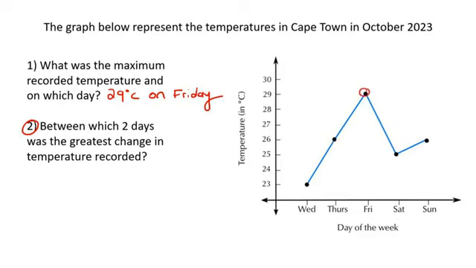On Friday, it was 29. And on Saturday, it was 25. Ooh, so now it went down by 4. So it changes by 4. So that's going to be the answer. Between Friday and Saturday, that was where the largest change in temperature. Because from here to here, it only changes by 3. From here to here, it only changes by 3. And from here to here, it changes by 4. From Saturday to Sunday, it just goes from 25 to 26. So it only changes by 1. So it will be between Friday and Saturday.